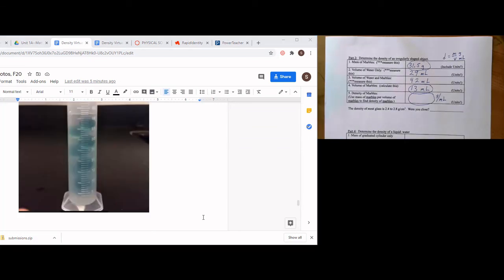Finally, you need to answer the question at the end. Now wait a minute, there's a problem. This is in grams per cubic centimeter, and this is in grams per milliliter. Well, it's not actually a problem because cubic centimeters and milliliters are actually the same thing. Cubic centimeters are usually used for solids, while milliliters are usually used for liquids, but they are interchangeable.